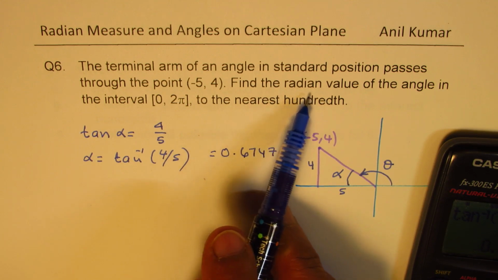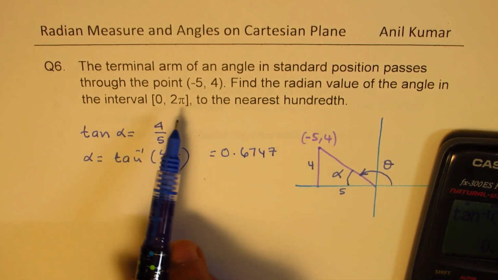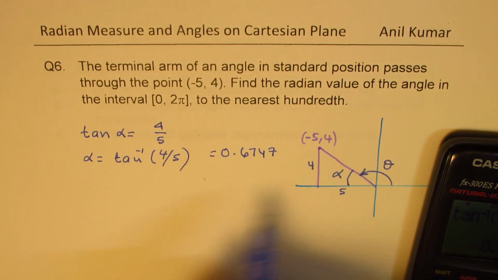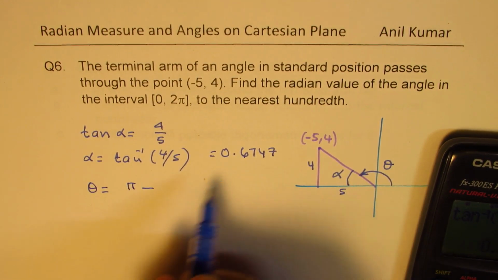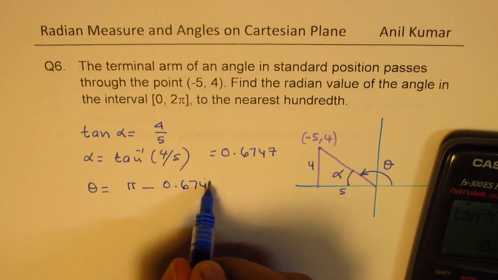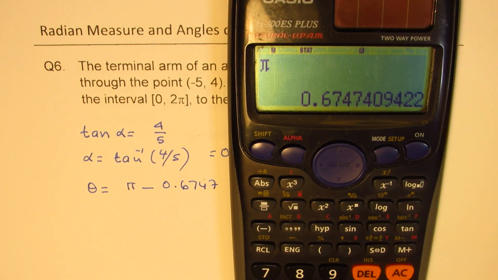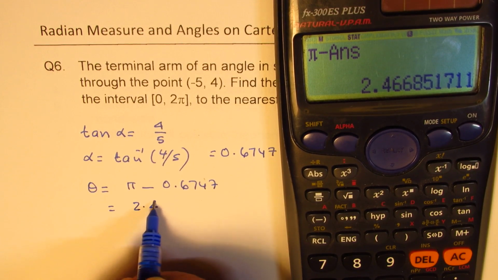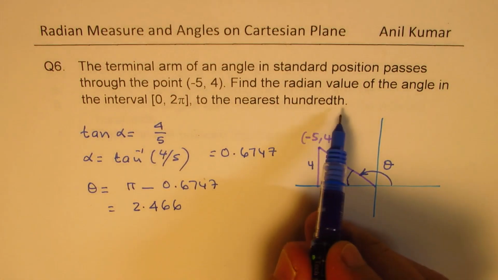We need to write down the radian value of the angle in this interval, so that is only one angle, to the nearest hundredth, right? So this angle theta is equal to pi minus 0.6747, correct? So we'll take away this angle from pi. Pi minus our answer is 2.4666, correct? We have to round this answer to the nearest hundredth.